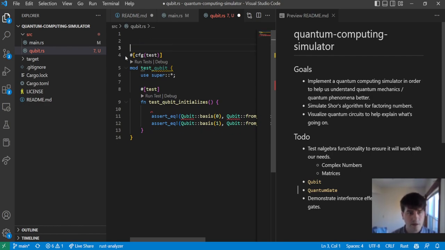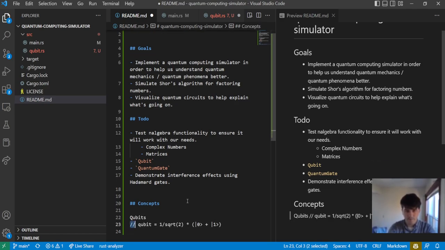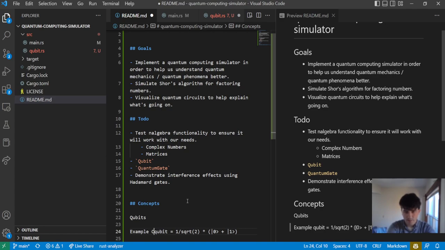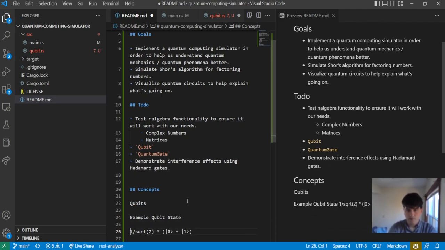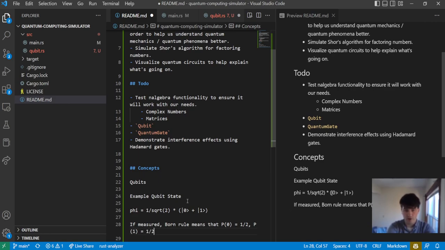Maybe I should be putting these into the README. Concepts. Qubits. Example, qubit state. If measured, Born rule means that the probability of measuring 0 is 1 over 2, and the probability of measuring 1 is 1 over 2.